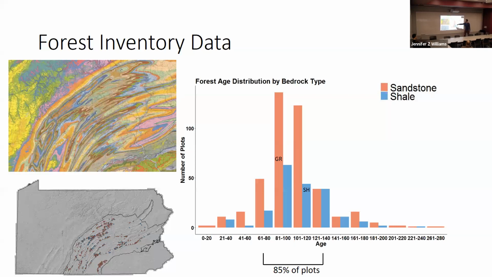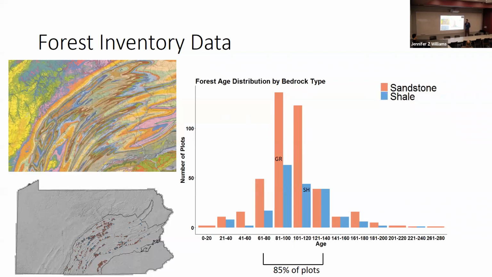I am putting GR and Shale Hills here. I guess I should go back up to here too. The pink or red represents sandstone ecology and the blue represents shale. And I want to put Shale Hills and Garner Run in context in comparison to other forests on the landscape. But Garner Run is one of 130 plots, right, that are sandstone where all the trees are between 81 and 100?